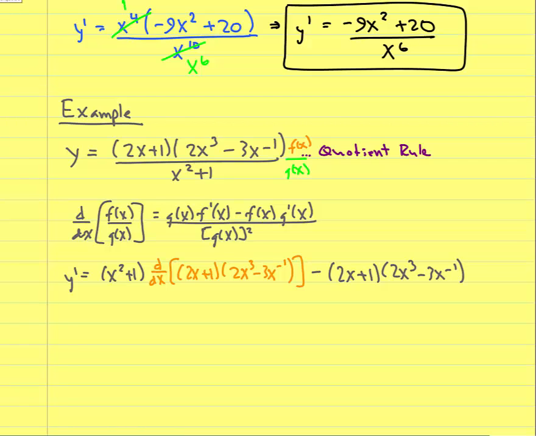Now this is going to get pretty ugly, but remember, just stick to your basic rules, and don't drop any parentheses. Don't drop anything else that is indicative of important work. Don't drop the denominator, so let's go ahead and include that as well. That would be over x squared plus 1 quantity squared.